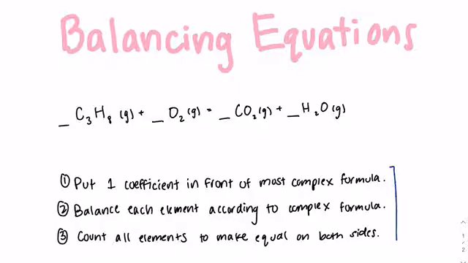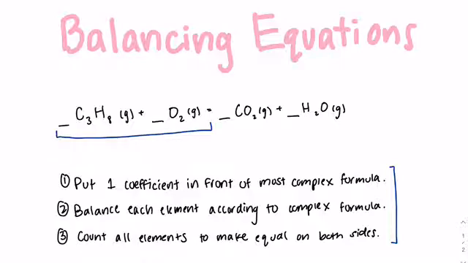So here are 3 steps on how to balance equations that you should always use. The first thing is to put one coefficient in front of the most complex formula. Balance each element according to the complex formula and count all elements to make sure that both sides are equal. So the first thing, put one coefficient in front of the most complex formula.